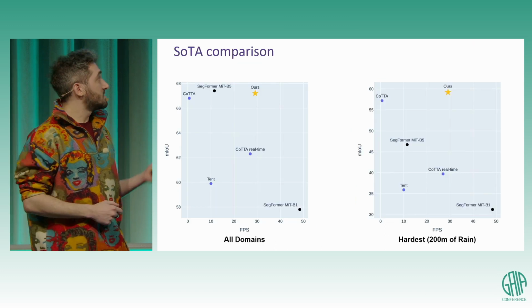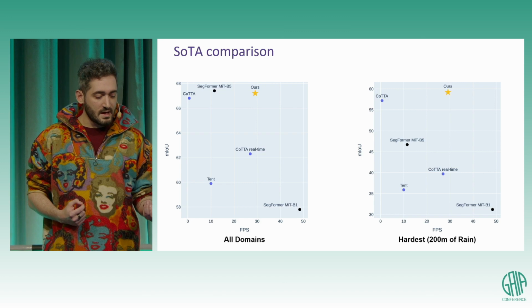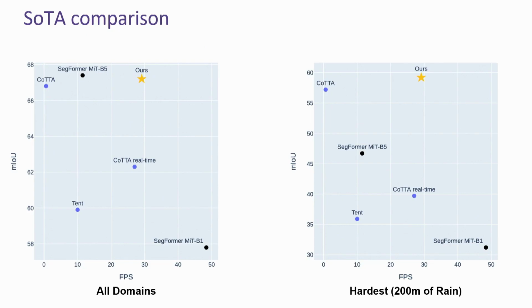And we can see that it's working pretty well. Here we have on the left all the domains, where we average our results over domains, and on the right instead, we see only the hardest domain. We compare against other adaptation methods, where we force them to run online, either with our speed or at their speed, but of course that is going to be very slow. And we see that we beat both cases.